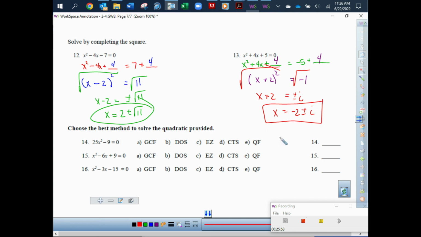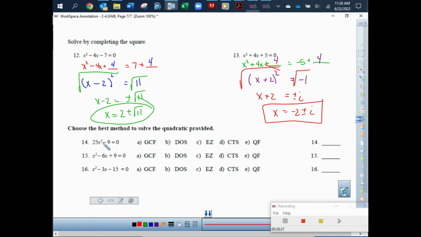Cool. Last thing is some multiple choice. You'll see these on the test as well. So choose the best method to solve. Is it a GCF? Is it a difference of squares? Is it easy factoring? Is it complete the square? Or would you use the quadratic formula on this one? So when there's two terms involved, it's really these two. It can't be any of the others. Well, I mean, you can always do the quadratic formula. It might not be the best way to do it.